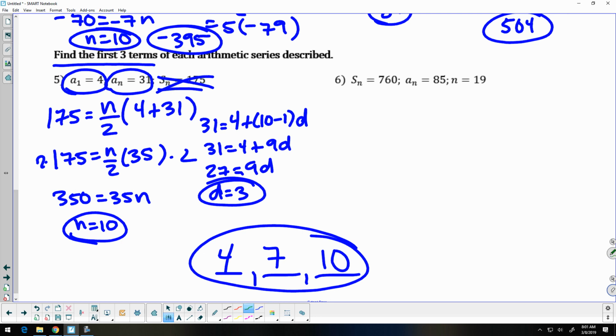So let's see what we got. Again, we're starting with the sum. We have to plug it into the sum formula, but we have the last term and we have n.